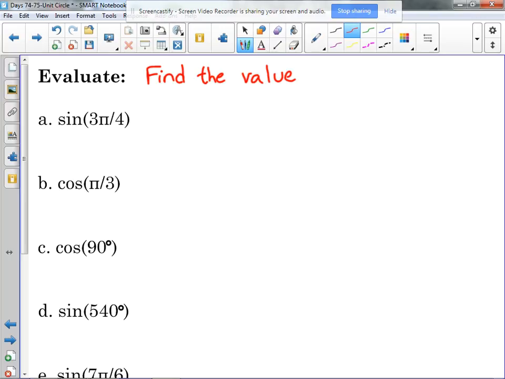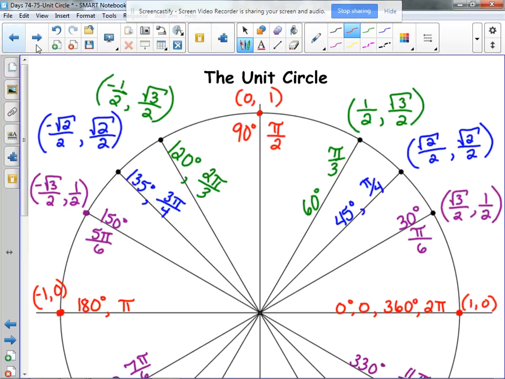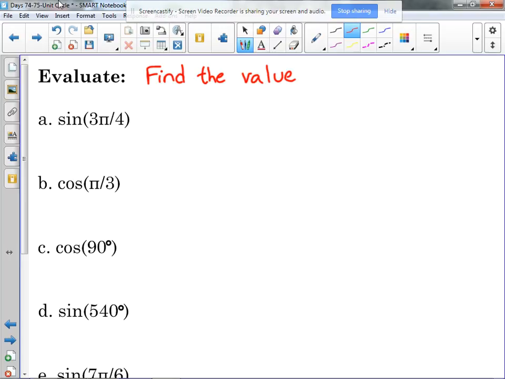Okay. All right, so the sine of 3 pi over 4. So what we need to do is go to our unit circle. We need to find the angle 3 pi over 4. It's right here in the middle of the second quadrant. When we see sine, sine is the y coordinate. So we go to the y coordinate of 3 pi over 4. I'm going to write y right under sine, just so that we're thinking about that. And this is equal to the square root of 2 over 2.